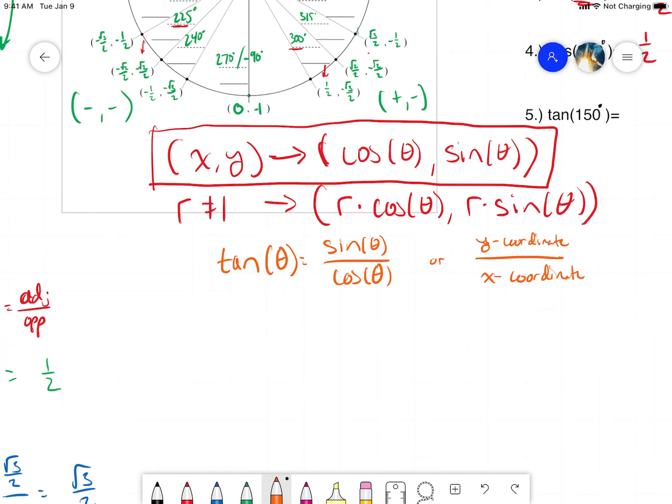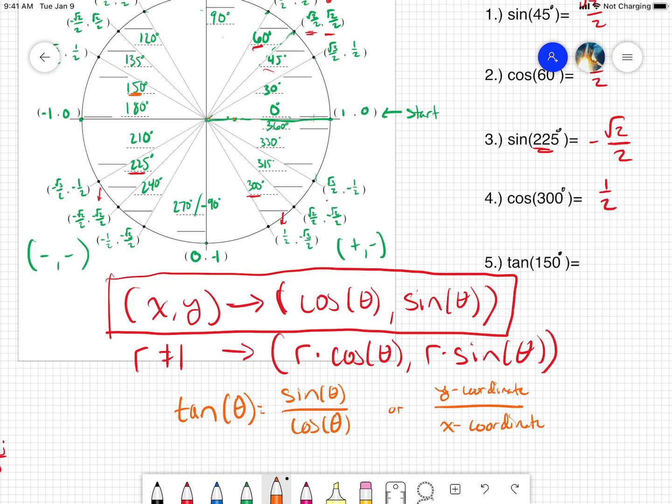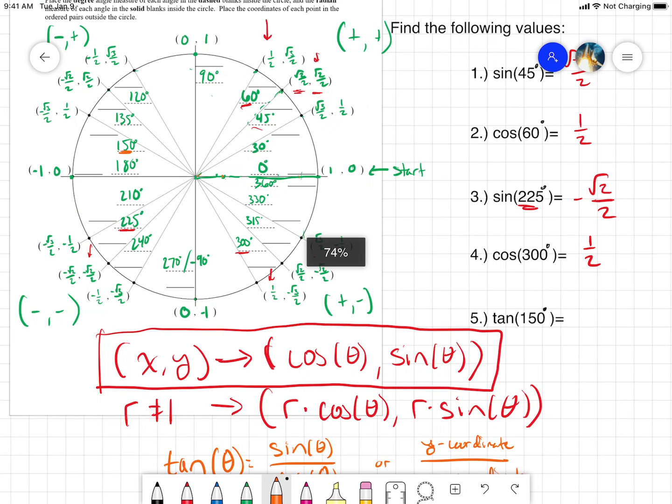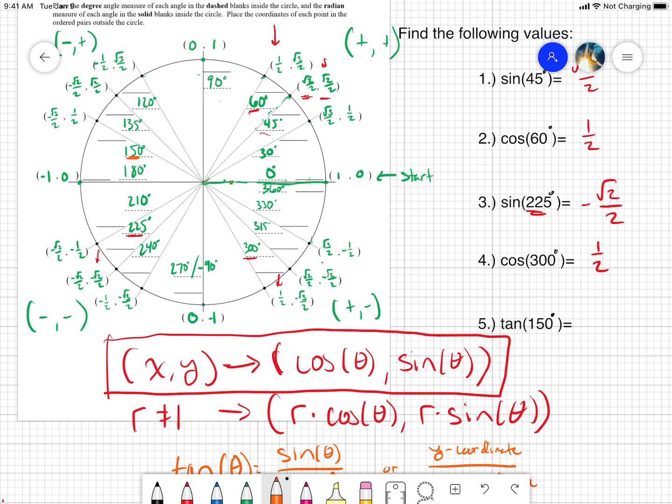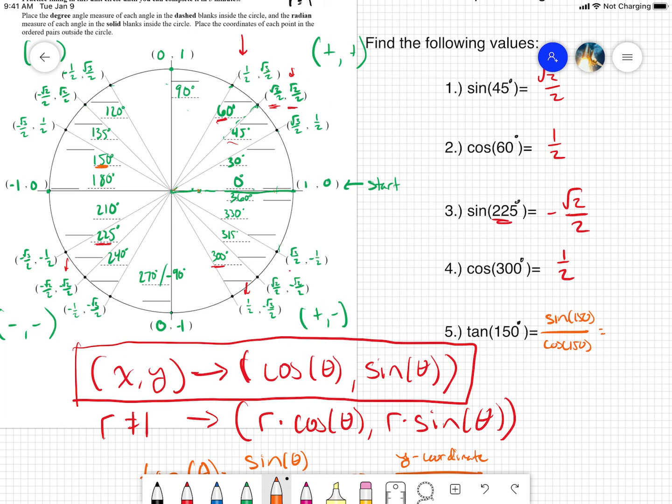So if I want to find tangent of 150, I'm going to go up here to 150, right? And it's going to equal sine of 150 over cosine of 150, which is equal to 1/2 over negative rad 3 over 2. But I'm not finished there because I need to now simplify.